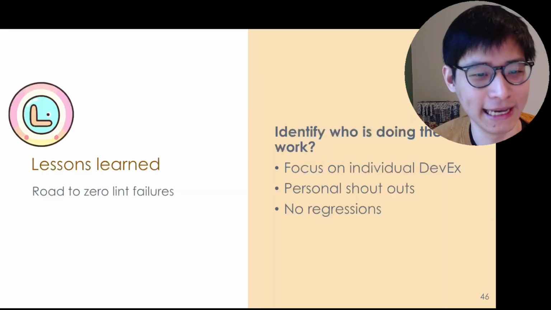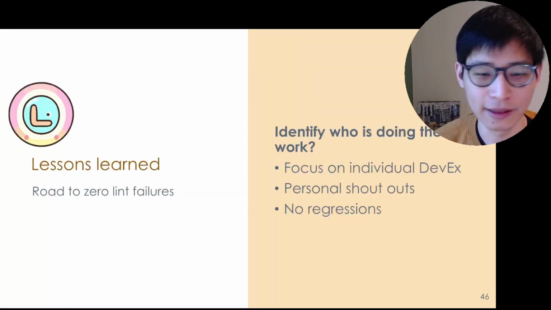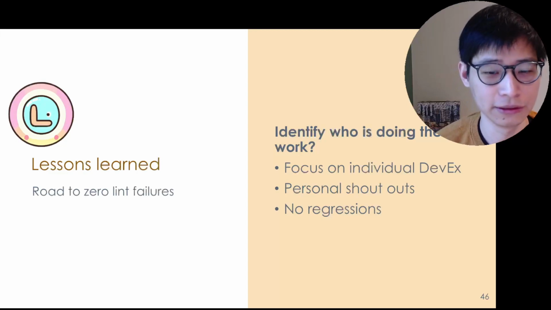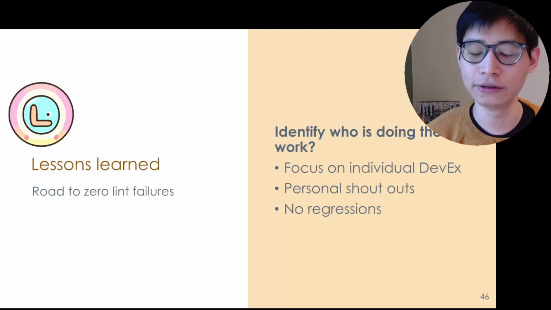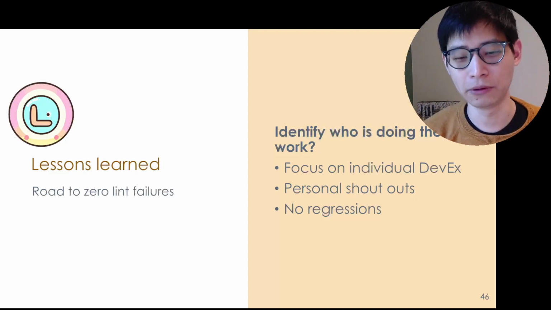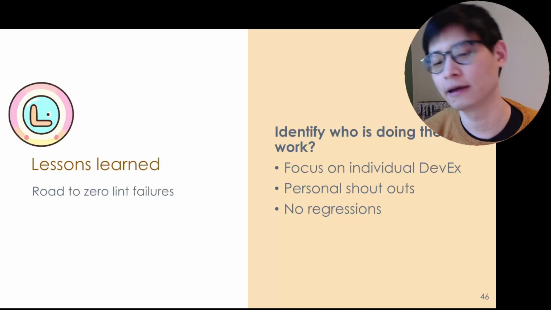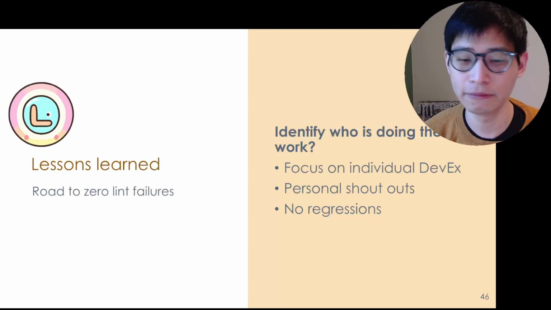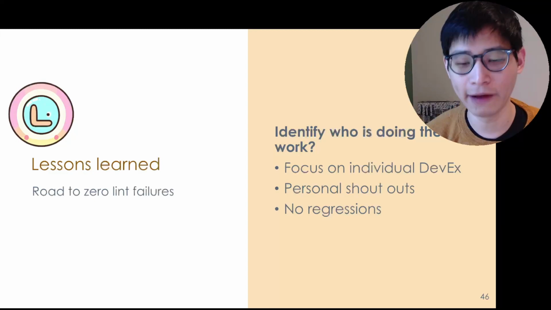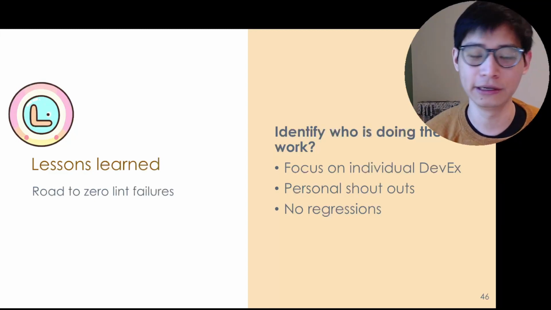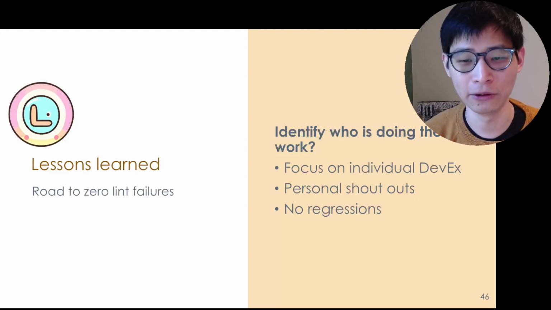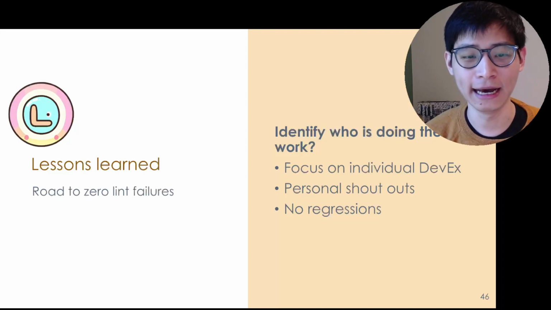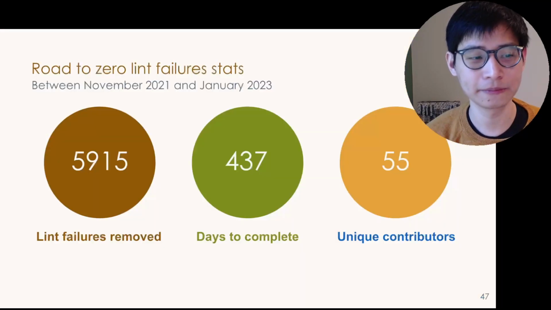So what did we see at the end of this? The lesson we learned was that focusing on individual developer experience was really, really great. Even if it's not so easy to get the overall report for the entire application, the individual is where you want to identify it, because they're the ones fixing the lint failures. They're the ones doing the work. So they should get the best experience. Personal shout outs, for example, for the individual, and no regressions, right?